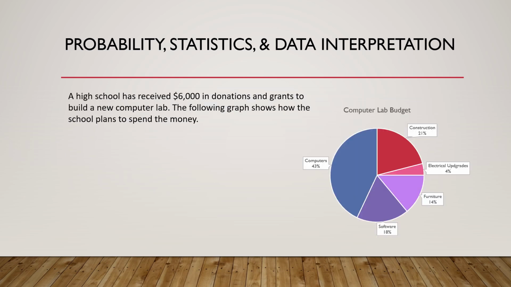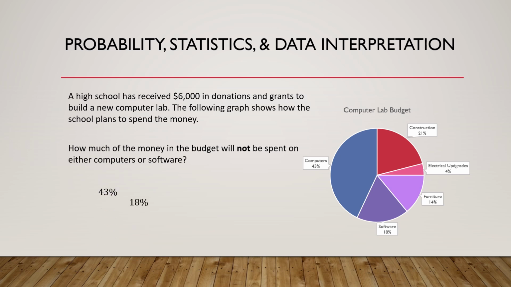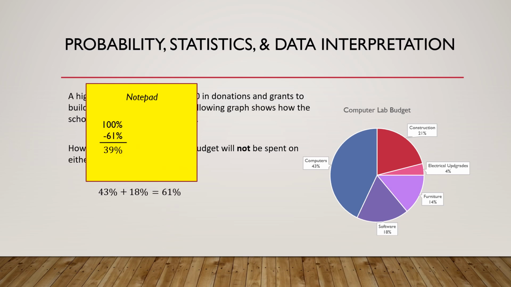A high school has received $6,000 in donations and grants to build a new computer lab. The following graph shows how the school plans to spend the money. How much of the money in the budget will not be spent on either computers or software? If you look at the percentages for budget items, you see that 43% will be spent for computers and 18% for software. Add these together to get 61%. Subtract that number from 100% to get 39% of the budget is for the other items.